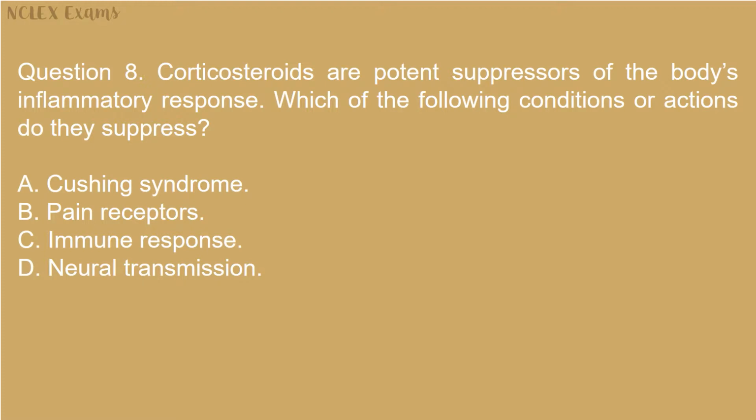Question 8. Corticosteroids are potent suppressors of the body's inflammatory response. Which of the following conditions or actions do they suppress? A. Cushing syndrome. B. Pain receptors. C. Immune response. D. Neural transmission.